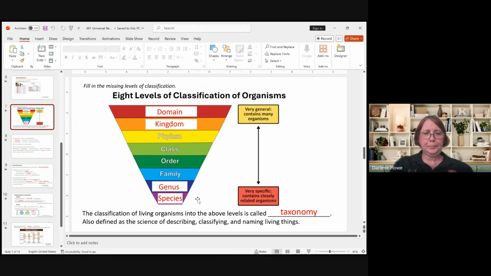The classification of living organisms into the above levels is called taxonomy. That is the study of organizing, classifying, and naming living things. Okay, some people work all their lives in taxonomy, and they do a lot of work with very detailed things like looking at DNA and stuff like that. It's very interesting.